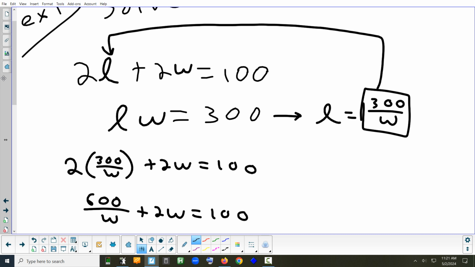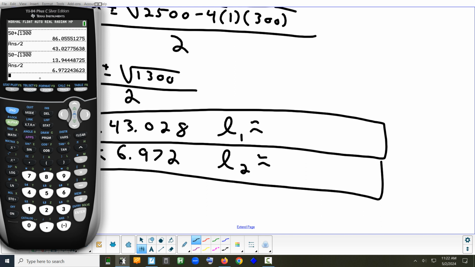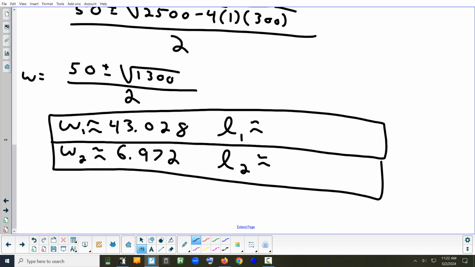We can divide 300 by the width that we've already gotten, and we'll get the length. So take 300, divide by your width, and you'll get your length. And if we do it for both of them, watch what happens when you do the first one. 300 divided by 43.028 gives 6.972. So then if I take 300 and divide by 6.972, it would be the other number, 43.028.